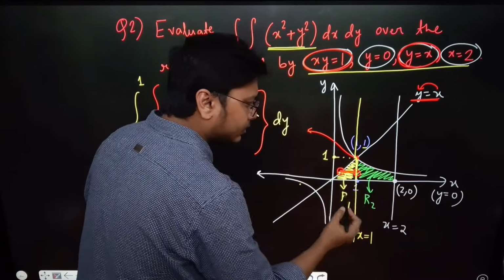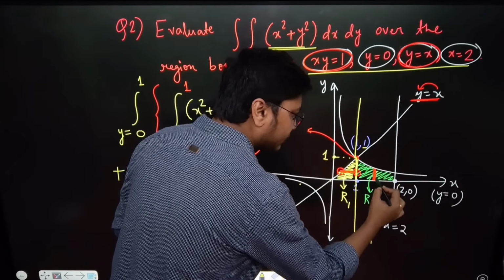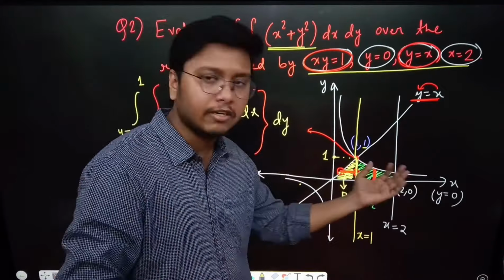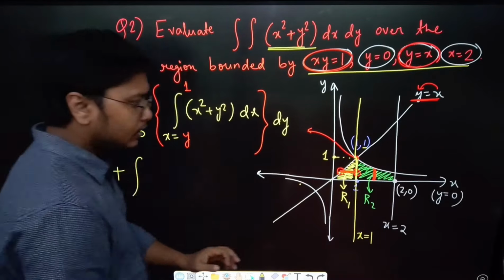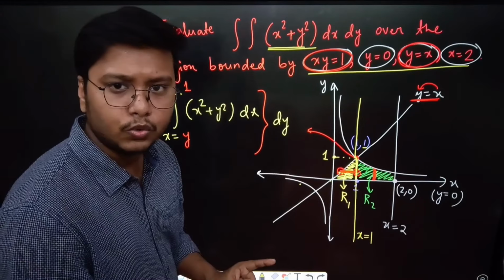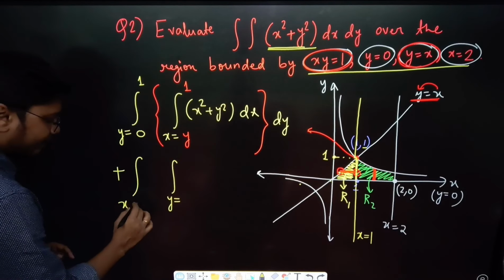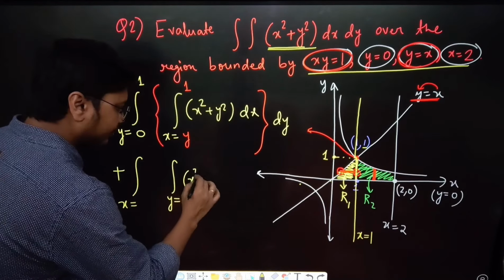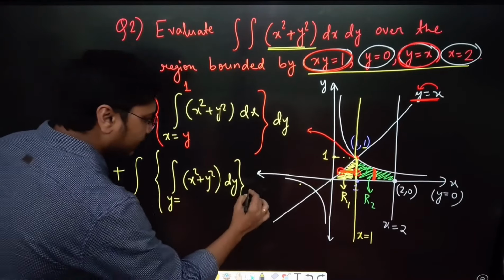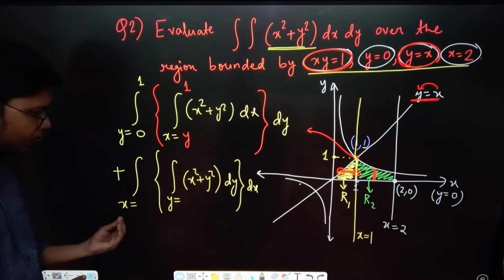So instead of taking a horizontal strip, let me take a vertical strip, because that is more convenient in this problem. Remember, choosing the kind of strip is completely in your hand as per the convenience. Since I'm taking a vertical strip, the first integration that I will do will be with respect to y, and the outside integration will be with respect to x. The function remains as it is. So I will complete my first integration with respect to y, then do the integration with respect to x. That's how we are going to write it.